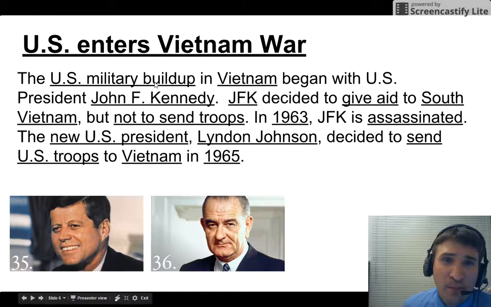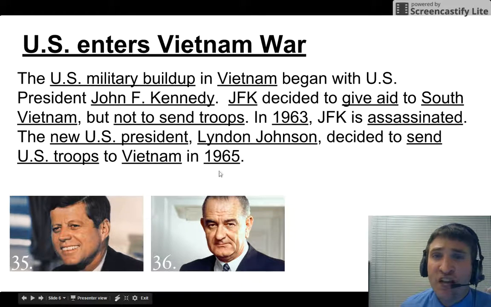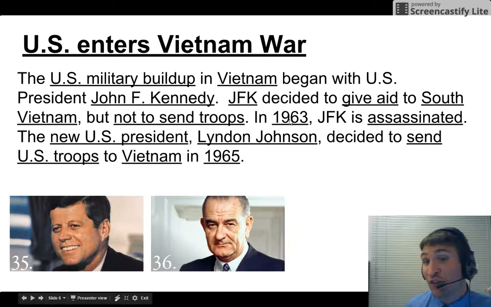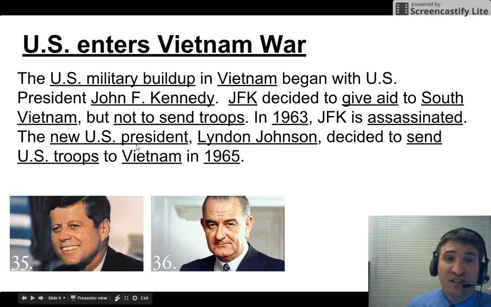The U.S. enters the Vietnam War. The U.S. military buildup in Vietnam began with U.S. President John F. Kennedy. There he is, the 35th president. JFK decided to give aid to South Vietnam, but not to send troops. In 1963, in a sad part of U.S. history, JFK is assassinated. And the new U.S. president, Lyndon Johnson, the 36th president, decided to send U.S. troops to Vietnam in 1965.